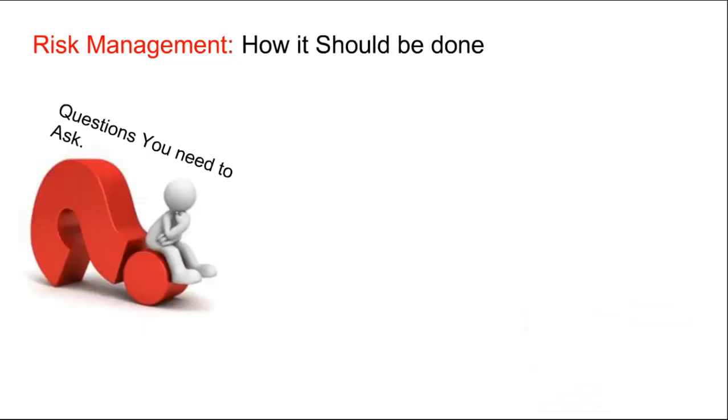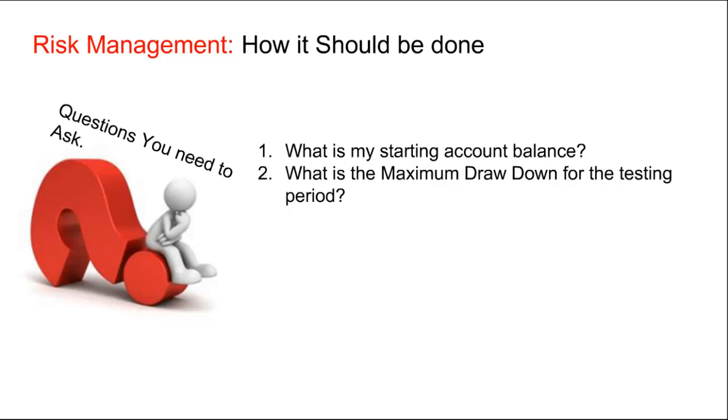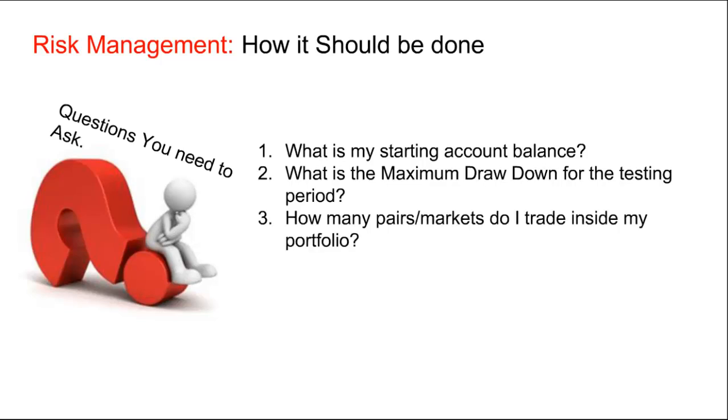Now, this is how risk management should be done. You need to ask yourself some questions. Number one, what is my starting account balance? These are writer-downers, guys. If you don't have your pen and paper out, writing this stuff down, you need to be doing that. What is my starting account balance? Okay. What is the maximum drawdown for the testing period? So for my testing period, my back testing, what was the maximum drawdown? This would be in pips for the testing period.